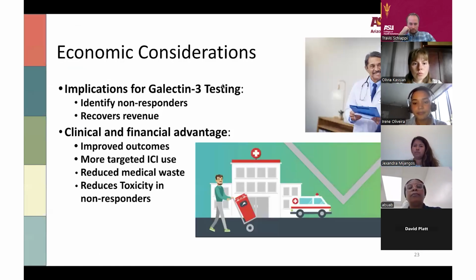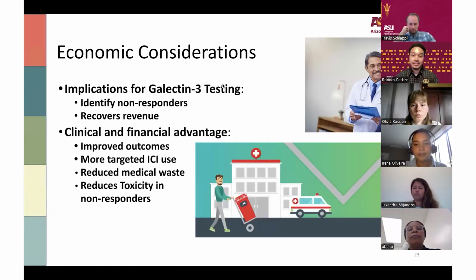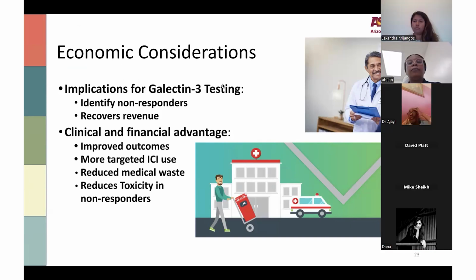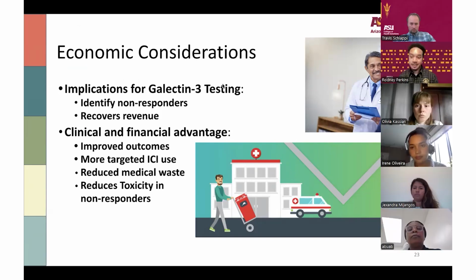So one of the biggest factors in getting these tests considered for potential validation would be the economics of the test, right? So we want to look at the implications for galectin-3 testing, which would be to identify those non-responders. As we saw in the spider plot, people who understood their galectin expression levels were able to take effective treatment and take out ineffective treatments, which saved them and the healthcare system money, right? So that recovers revenue for the healthcare system.